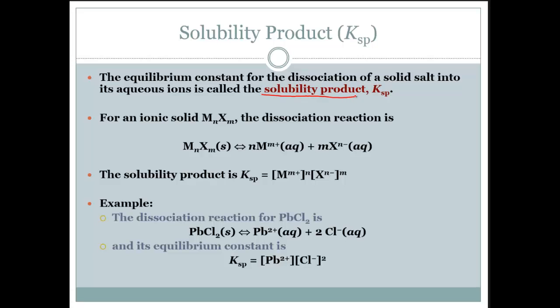So here we have the equilibrium K. You've seen that several times before. Now we have SP at the end for solubility product. So it's just simply said KSP.